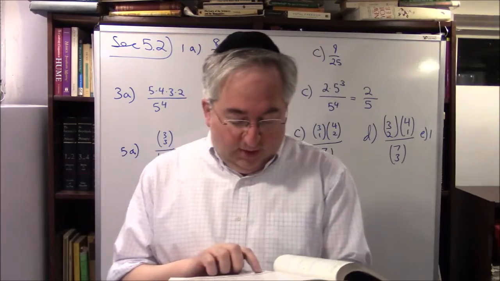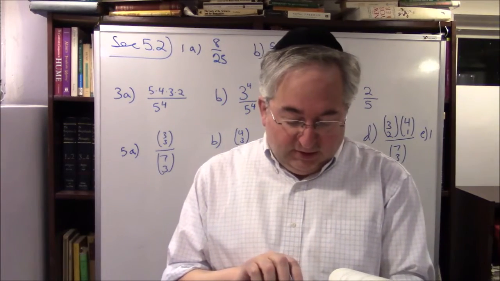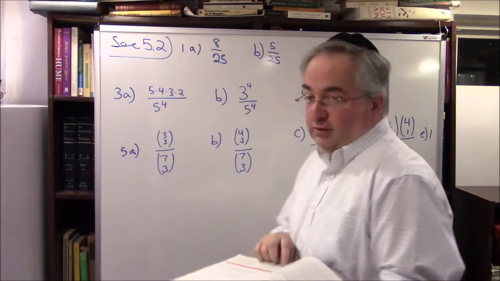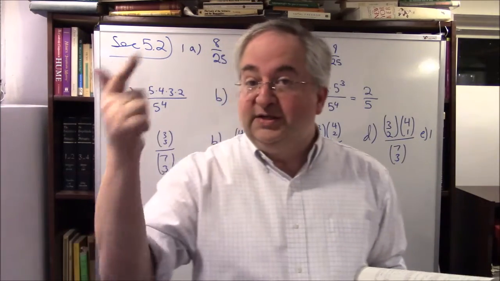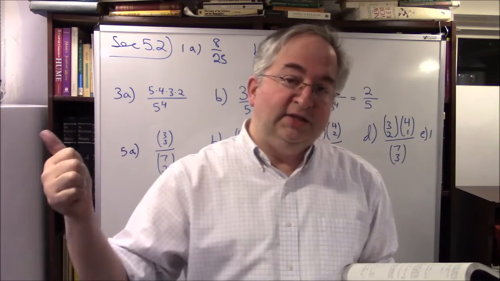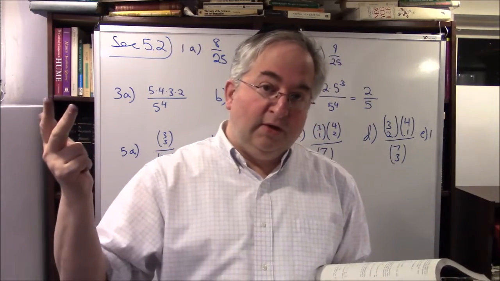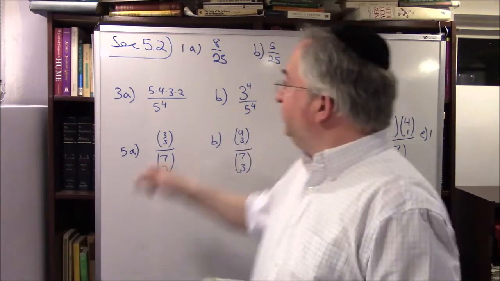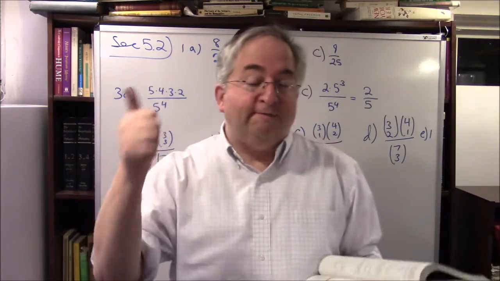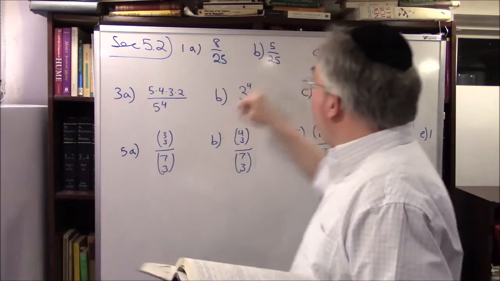An integer in 1 through 25 is selected at random. What is the probability that the number is divisible by 3? Okay, so think about it. 3, 6, 9, 12, 15, 18, 21, 24 are divisible by 3. So there's 8 of them. Divisible by 5: 5, 10, 15, 20, 25. So that's 5 over 25.